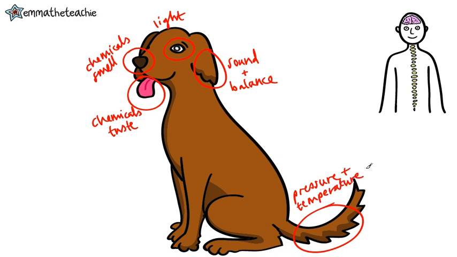Once a stimulus is detected by receptor cells, nerves will carry this information to the central nervous system, or the CNS. This is made up of the brain and the spinal cord.